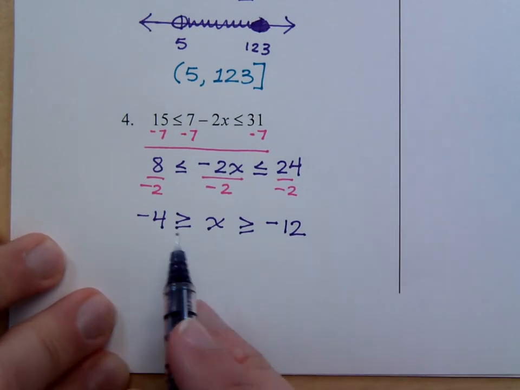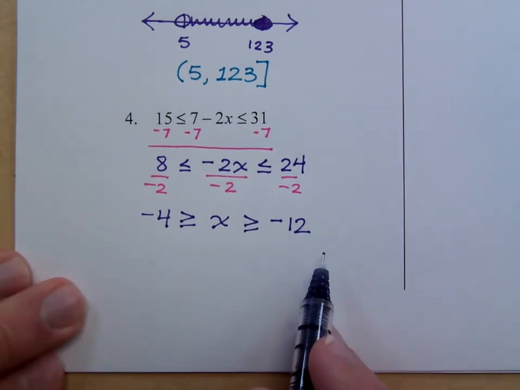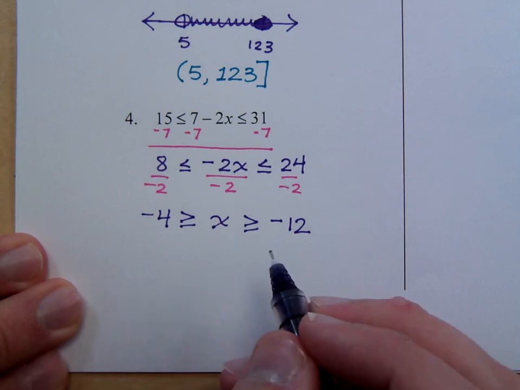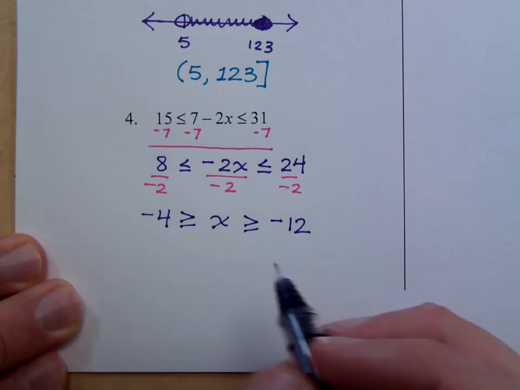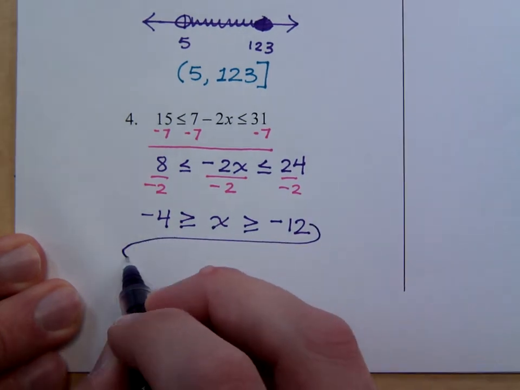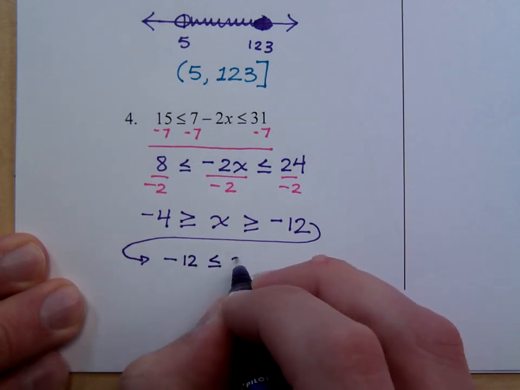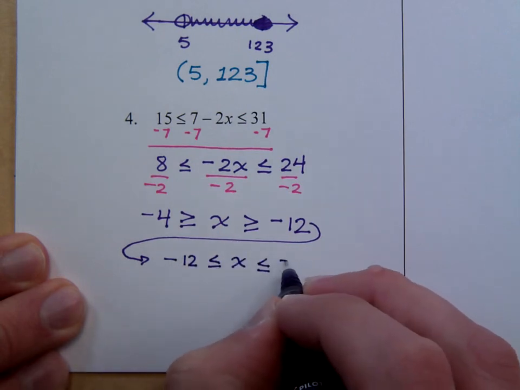Notice that x is in between these guys, but sometimes it gets kind of confusing to read this. You have to make sure you are going from left to right, especially when we get to the number line. So sometimes we may rewrite this and say negative 12 is less than or equal to x, which is less than or equal to negative 4.